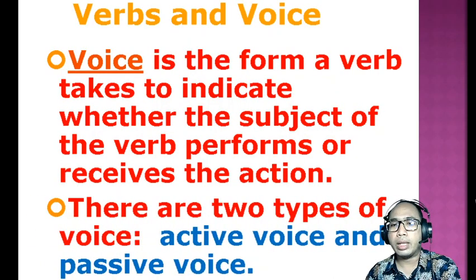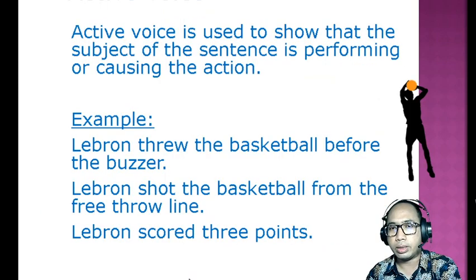Next. There are two types of voice. The first one is active voice, and the second one is passive voice. In active voice, the subject does something to the object. For passive voice, the object is put in front, and after that the subject becomes the recipient. So that is called passive voice.